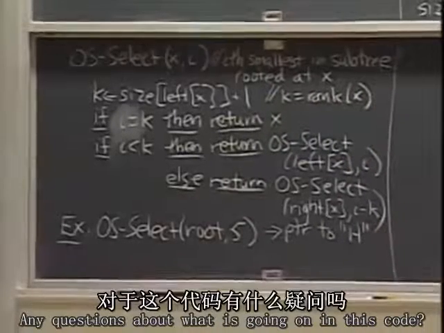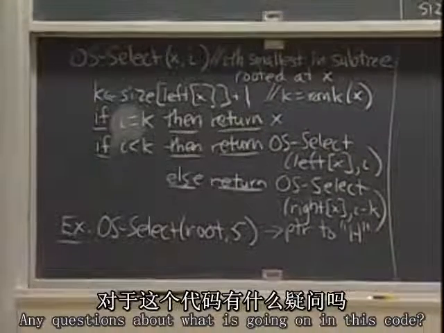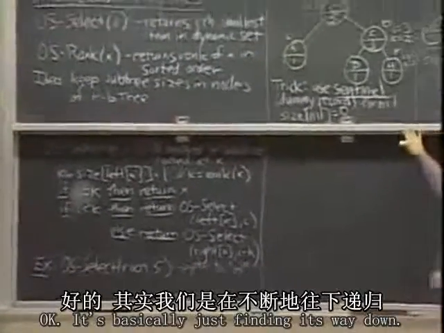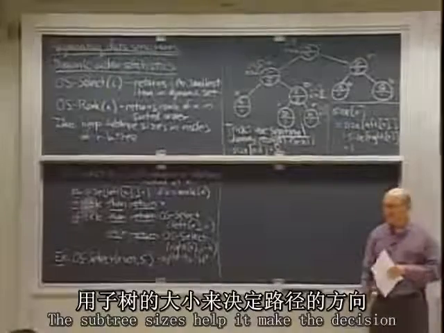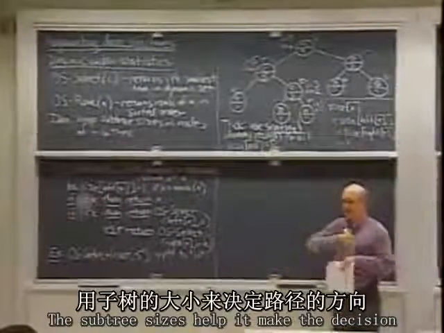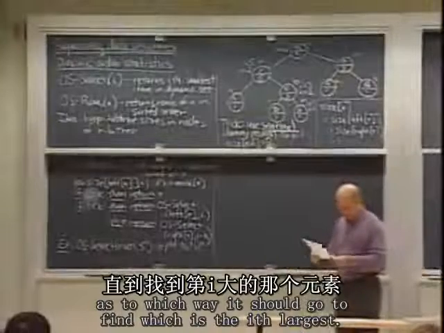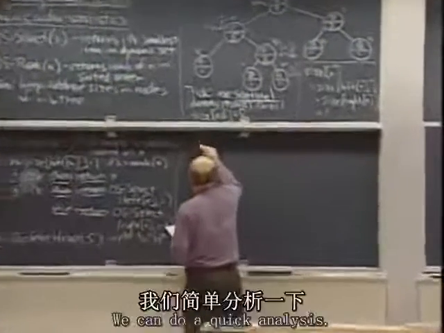Okay, so any questions about what's going on in this code? Okay, so it's basically just finding its way down. The subtree sizes help it make the decision as to which way it should go to find the ith largest. So we do a quick analysis.